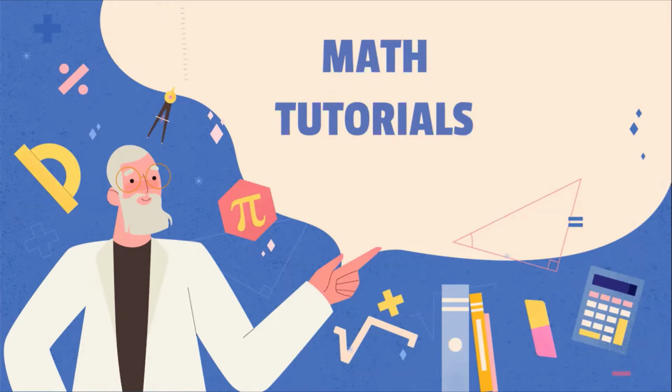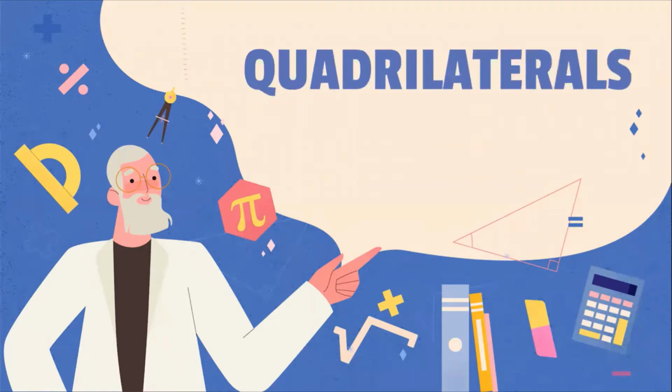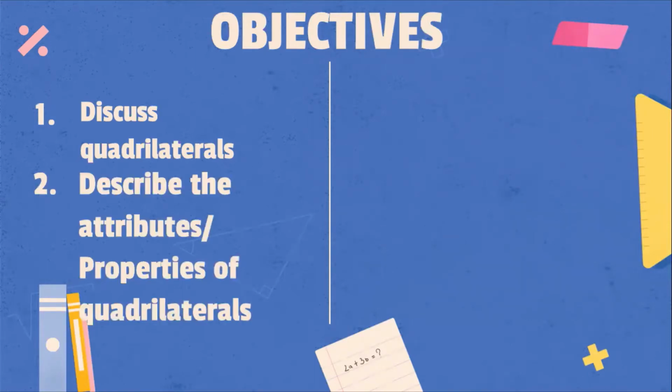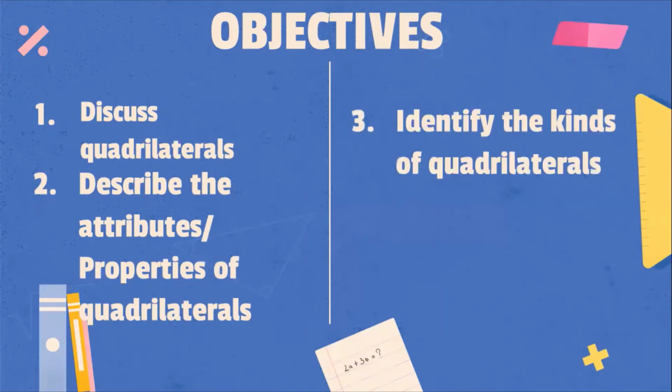For today, we are going to study quadrilaterals. What are the objectives of this lesson? Number one, discuss quadrilaterals. Number two, describe the attributes or properties of quadrilaterals. Number three, identify the kinds of quadrilaterals.